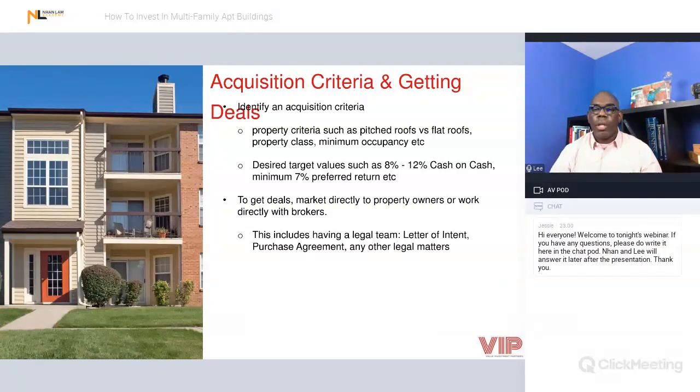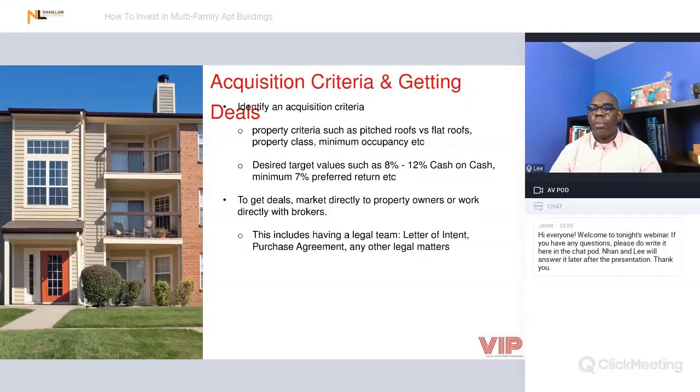To get the deals, you have to market to the property owners, or you have to work with commercial brokers in that area. Probably 80% of the deals that are transacted in most areas are through brokers, but you can have a campaign where you're reaching out directly to apartment owners and basically pinging them to see whether they want to sell that asset without having to go through a broker.